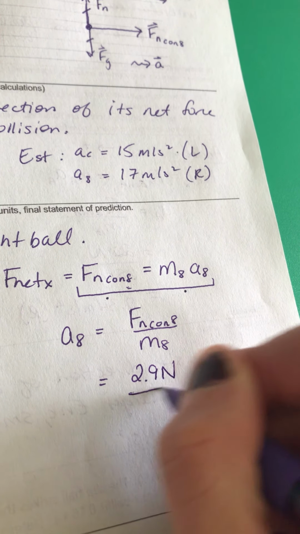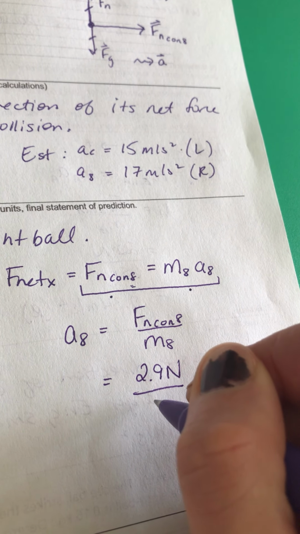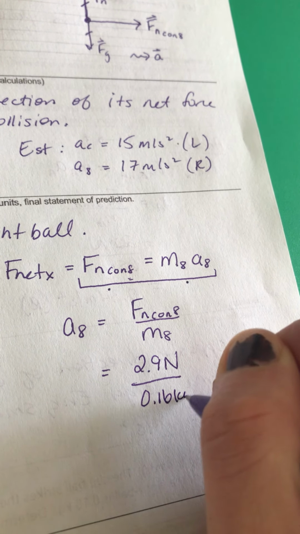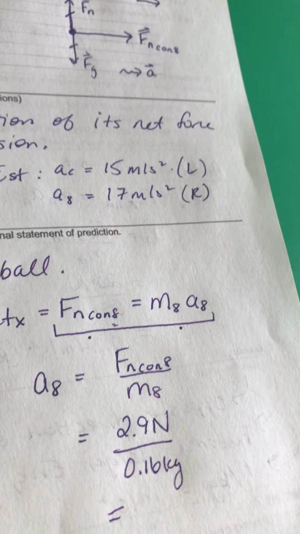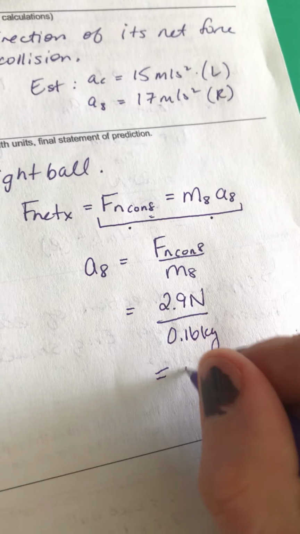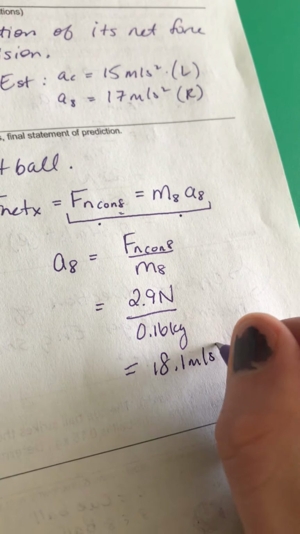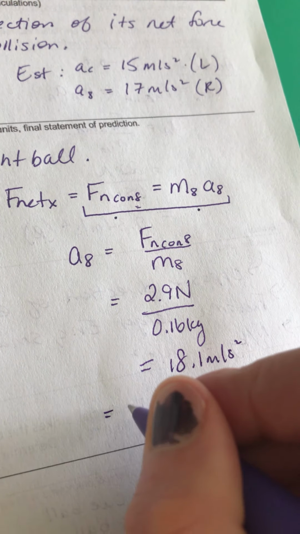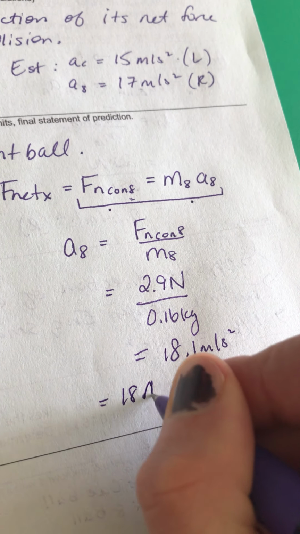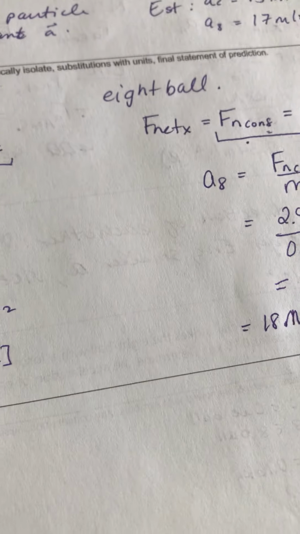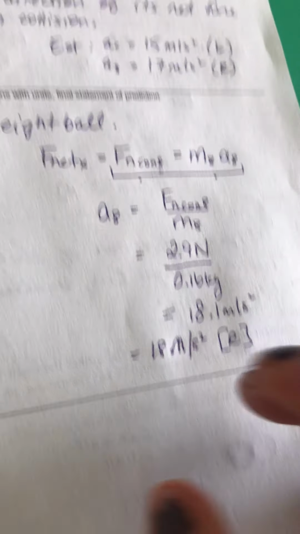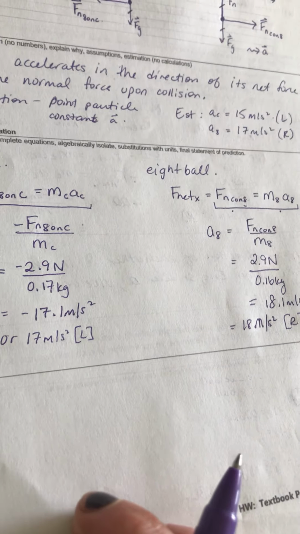2.9 newtons over 0.16 kilograms. And we get 18.1 meters per second squared. 2 significant digits, 18 meters per second squared. Right, that one's to the right. And so we're good. You write your sentence.